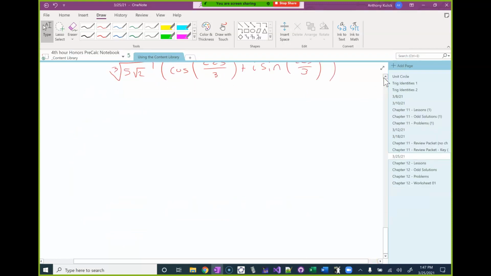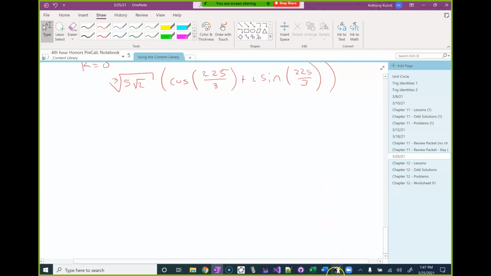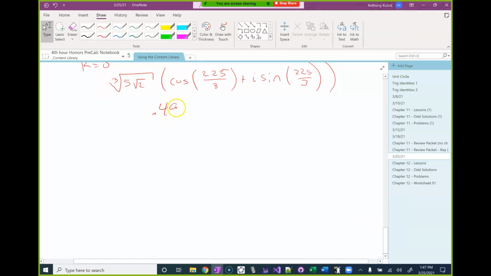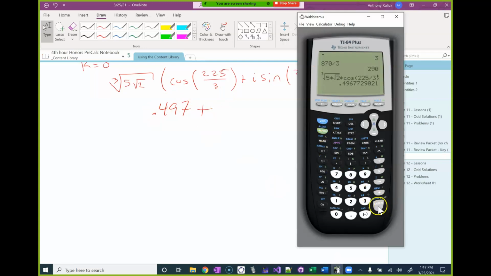Of 5 times the square root of 2. I guess there was no sense in me simplifying that since we're just going to convert it anyways. 225 divided by 3. So that's 0.497 plus, same thing, except I want a sine on there instead of a cosine. So that's 1.854.